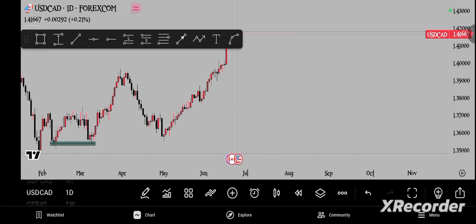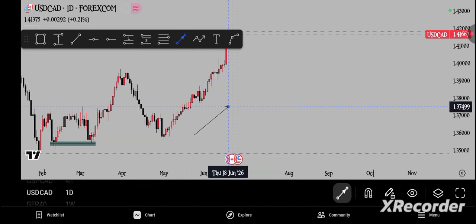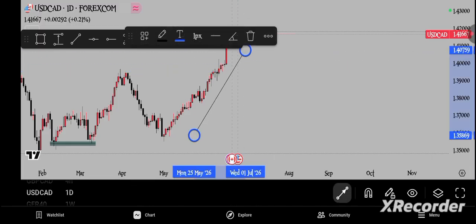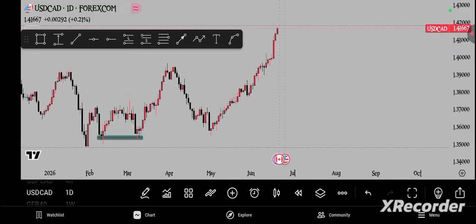Our USD card, price has been bullish. So going to the 4 hour time frame to get a clear structure.